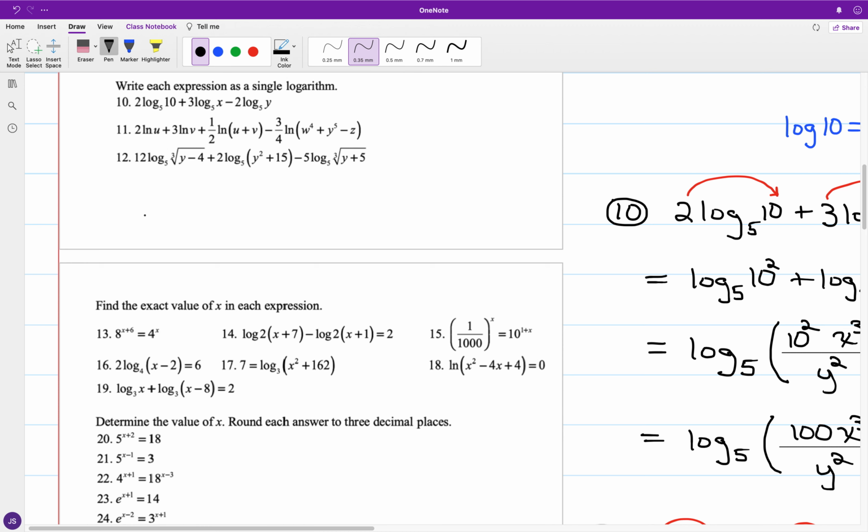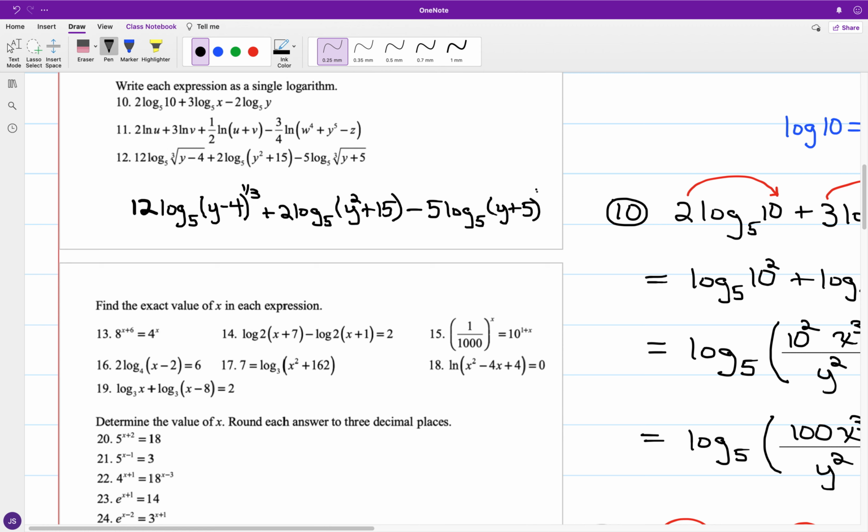Okay, and this is a little bit of a tricky item. If I were to rewrite the radicals in terms of non-integer exponents, I'm going to have 12 times the base 5 logarithm of the quantity (y minus 4) to the 1/3, plus 2 times the base 5 logarithm of the quantity y squared plus 15, and again minus 5 times the base 5 logarithm, and for the cubic root of y plus 5, this is going to be the quantity (y plus 5) to the 1/3.